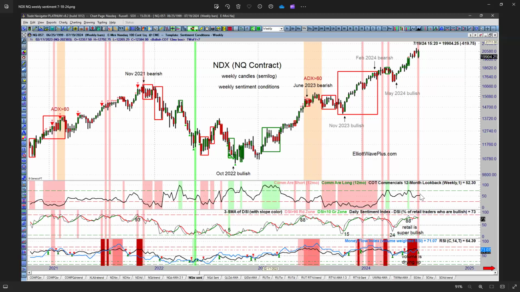So the question is, we've got two very bearish things showing right here. We have volume drying up recently. We have retail very long, but the commercials are not fully hedged. On the Nasdaq, they would need to be moving down below this red line, and they're not. So this is not a perfect storm of bearishness on the Nasdaq.